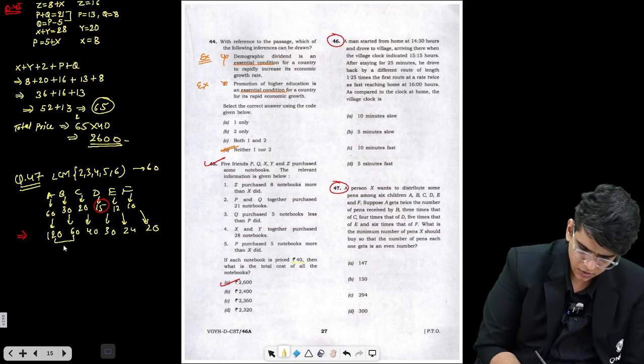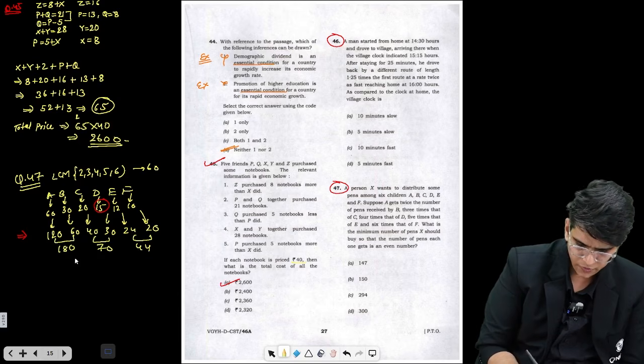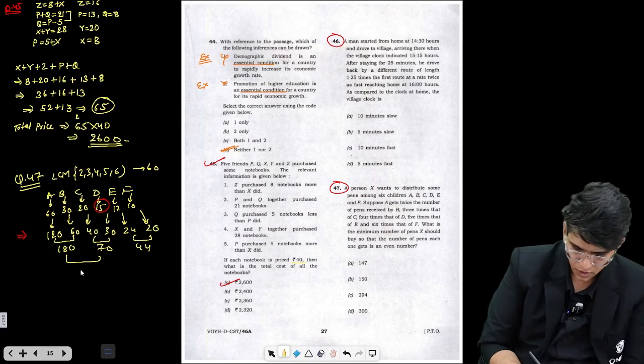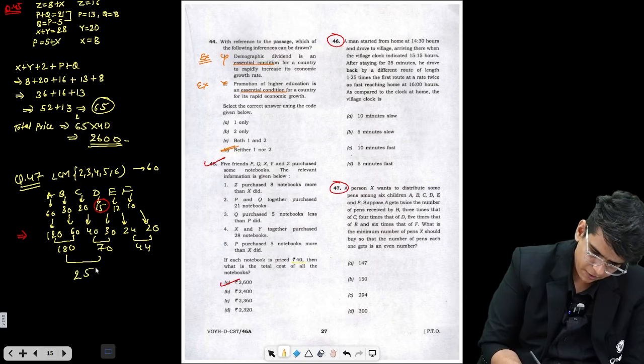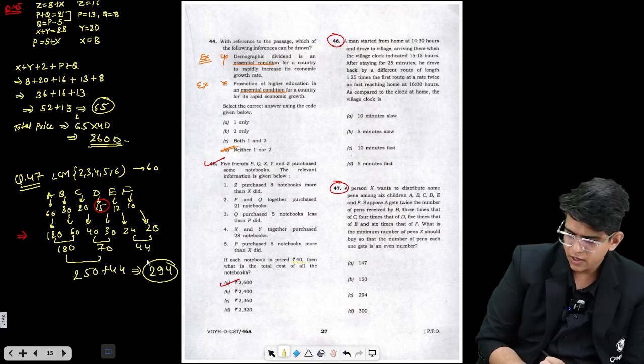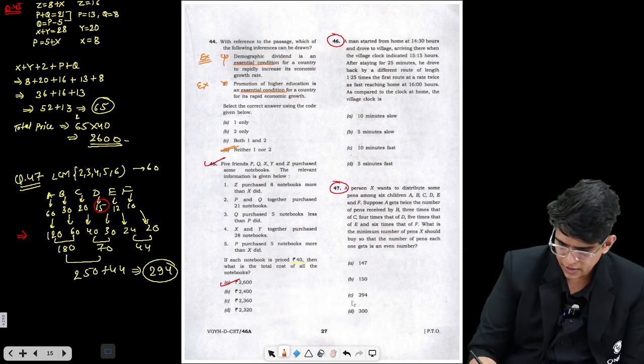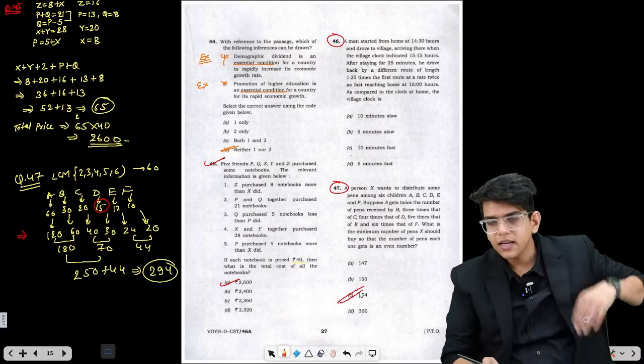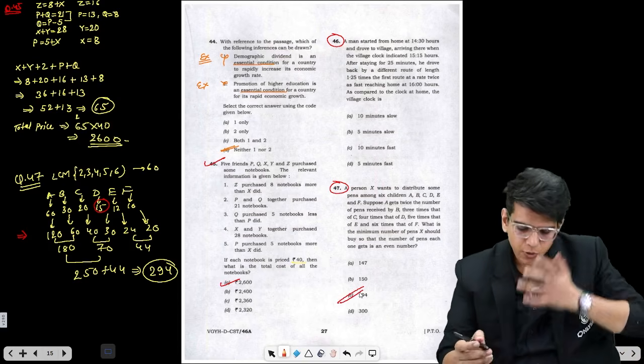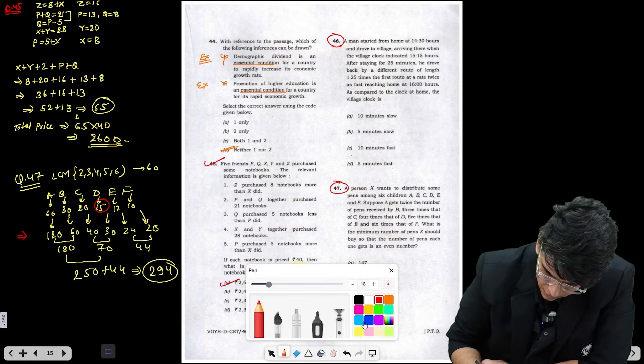So this is 180, this is 70, this is 44, and 250 plus 44 is 294. So if there are 294 pens, you can distribute them according to the given condition. Right? Now question number 46.